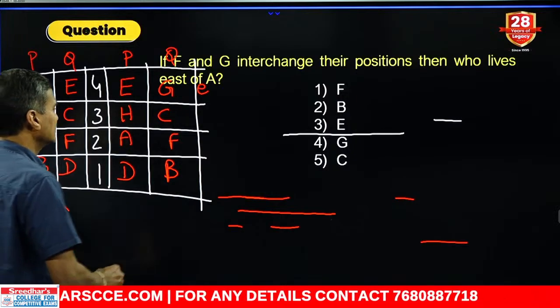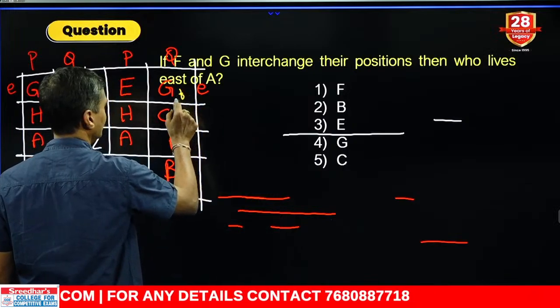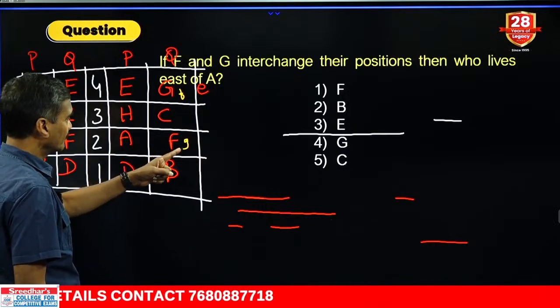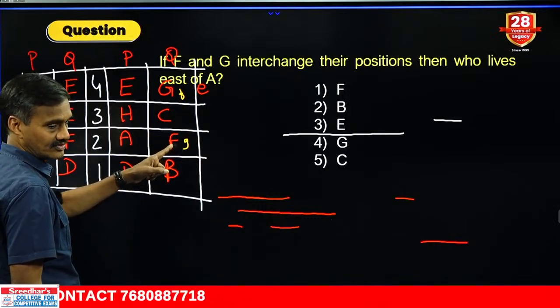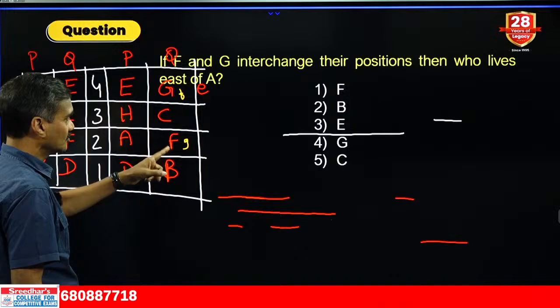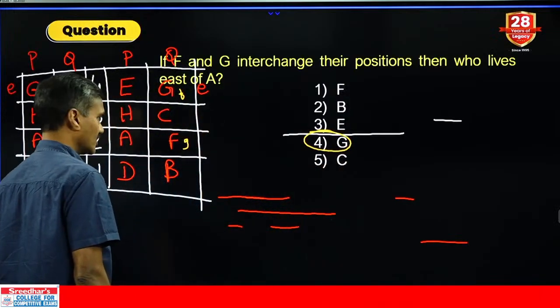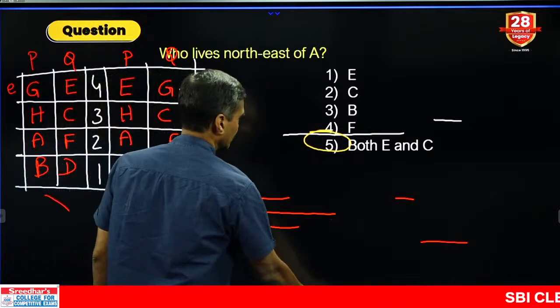Now F and G interchange their places means F is coming to the place of G and G is going to the place of F. Then who is to the east of A? F is to the east of A, and F interchanged with G. And G is the answer. G, that is choice four for question number 2. Okay? Then coming to question number 3.